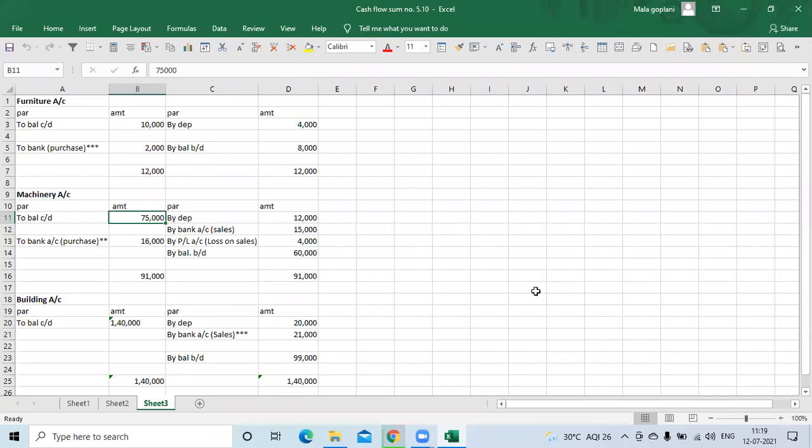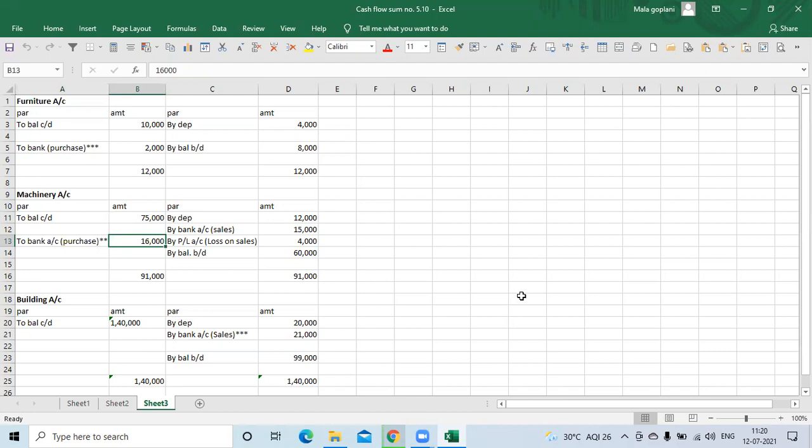How many amounts are given on the debit side? Only one single amount, the opening balance of 75,000. So 91,000 minus 75,000, what is it? 16,000 is our balancing figure. So what is it? Purchase, ma'am. Naturally, it will be purchases because it has come on the debit side and it is a fixed asset. So it is definitely a purchase. So to bank account, bracket purchase, 16,000 balancing figure.